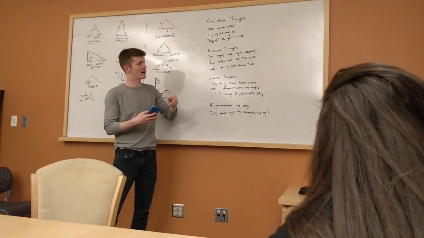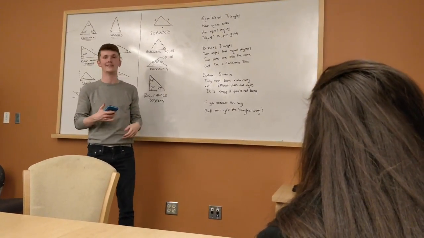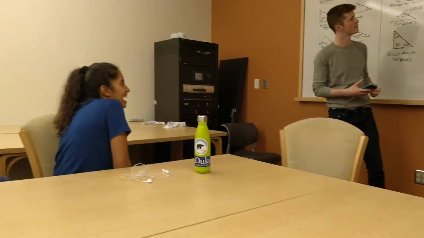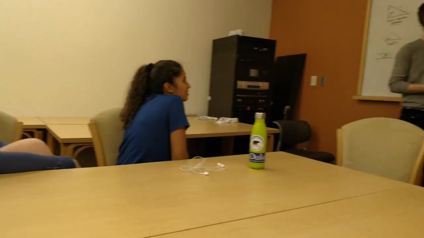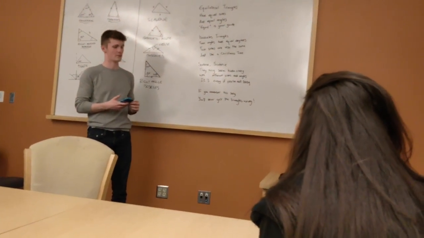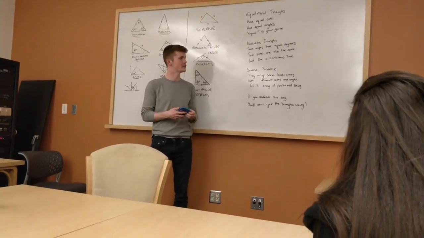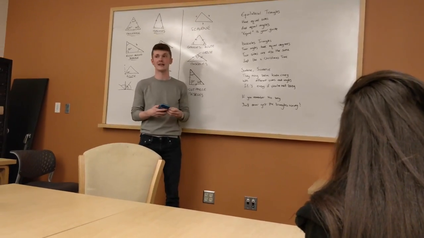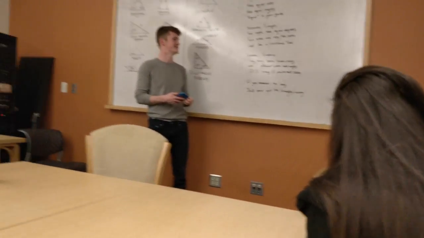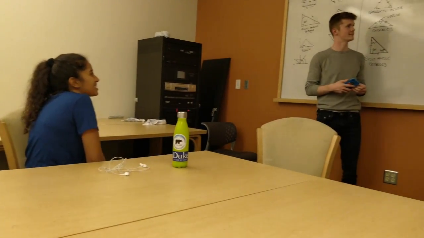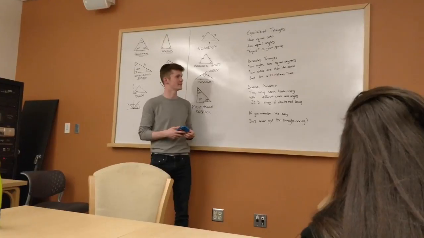Equilateral triangles have equal sides and equal angles. Equal is your guide. Isosceles triangles, two angles have equal degrees. Two sides are also the same, just like a Christmas tree.